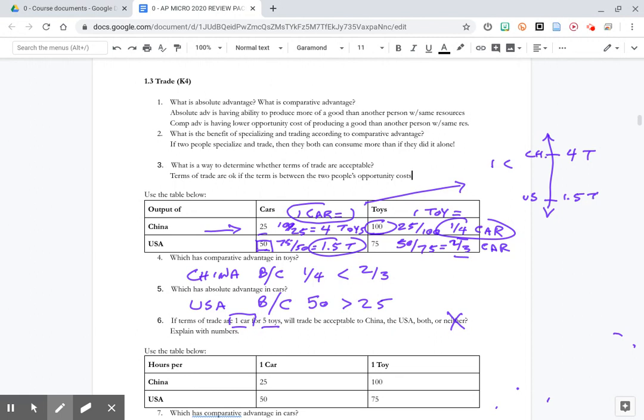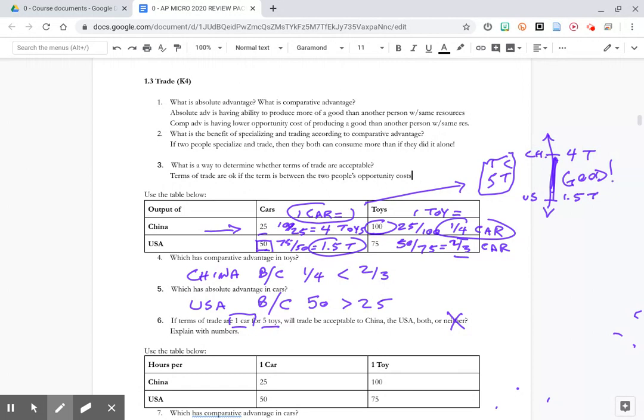Now, if we're given one car for 5 toys, that comes from the terms of trade below. If we were given one car for anything between these two values, they're good. They're good for both.